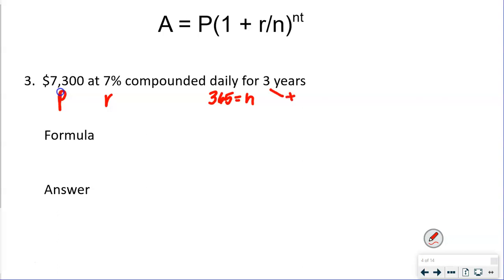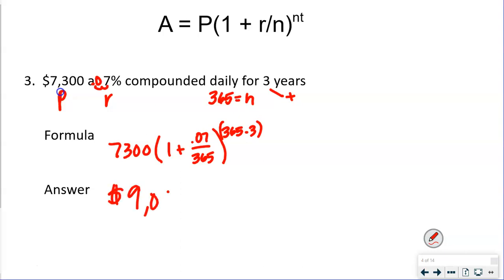Okay, so when we write our formula, we're going to do 7,300, and then we're going to do 1 plus our rate of interest. Remember, again, we got to move this 2 places to the left, so that's going to be 0.07, and that's going to be over our 365 because there are 365 days in a year. And then we're going to do the 365 times the 3 up here. So when we do this, what we get for our answer is going to be 9,005. And again, when I put it in the calculator, I get 0.668, so that second 6 is going to round up to be a 7.